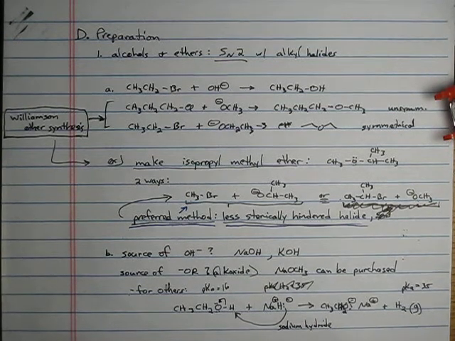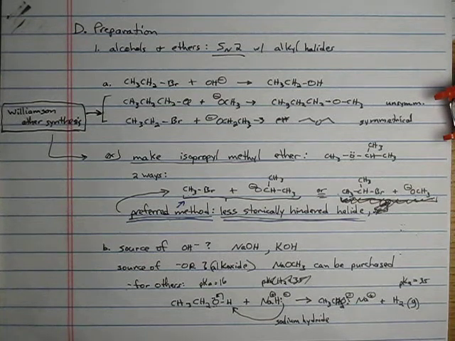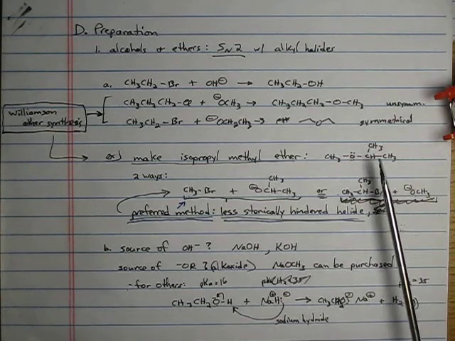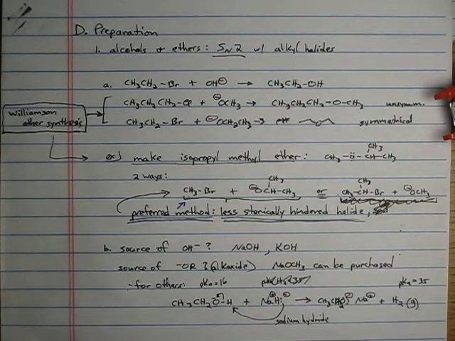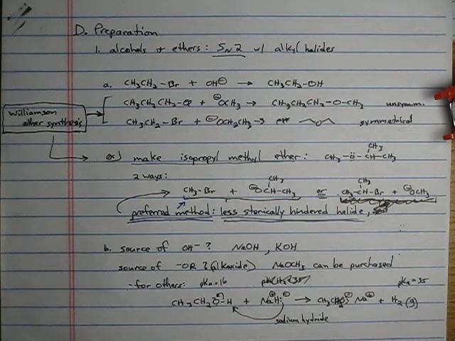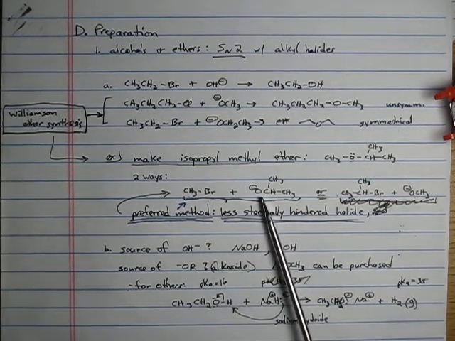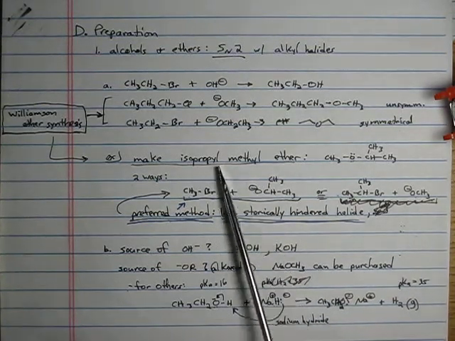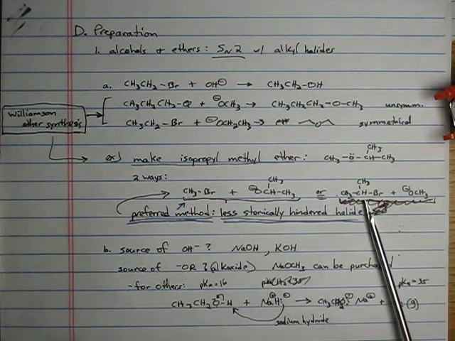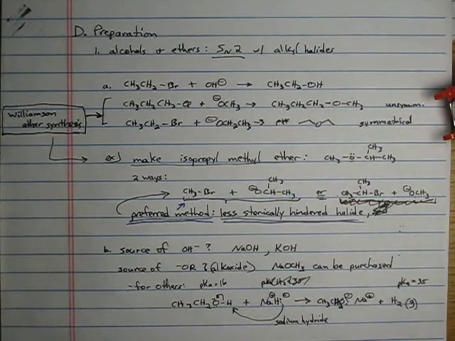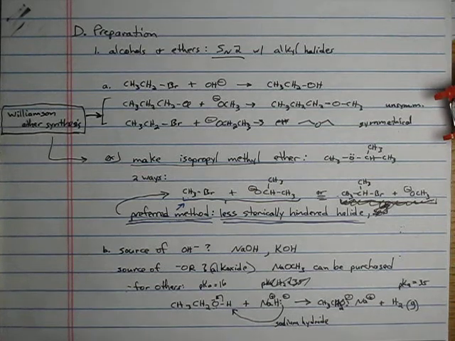All right. Well, Williamson spent a lot of time on this, and then he looked at this. I want to make this ether, this isopropyl methyl ether here. One could think of two ways to do this. You could start with a methyl bromide and add this isopropoxy group to it and do SN2 this way. Or one could start with the secondary isopropyl bromide and add methoxy to it. And what Williamson found was both ways will work.